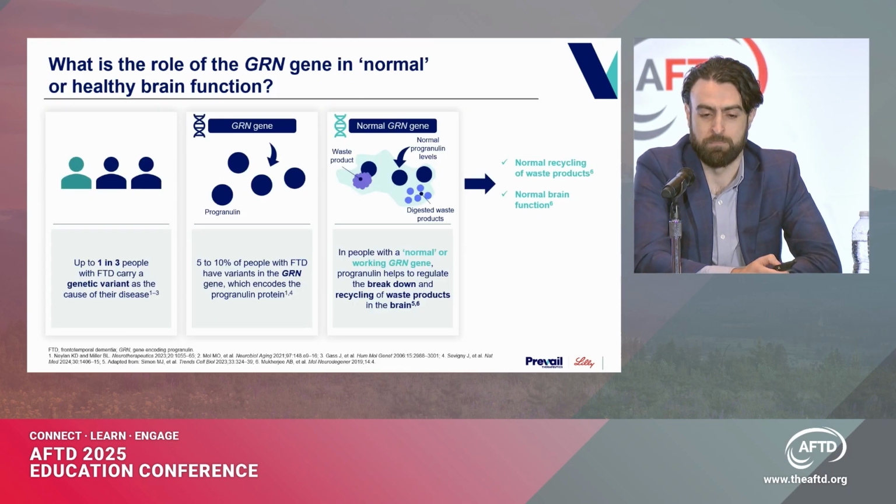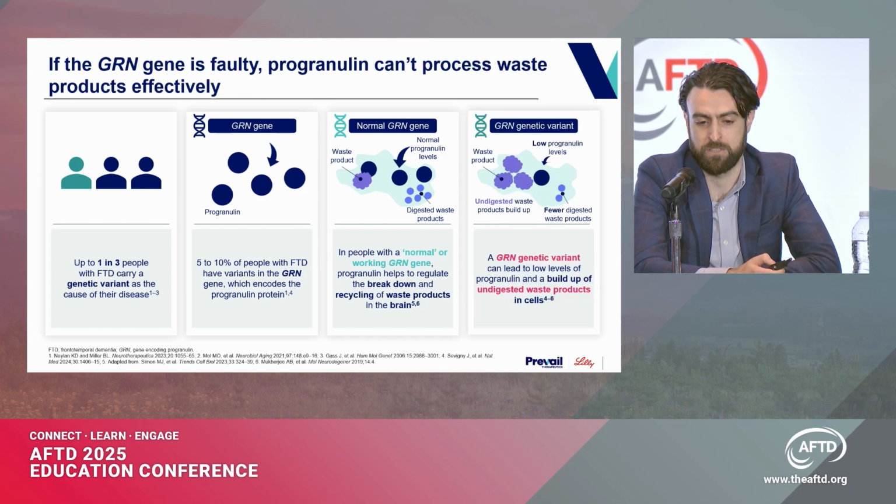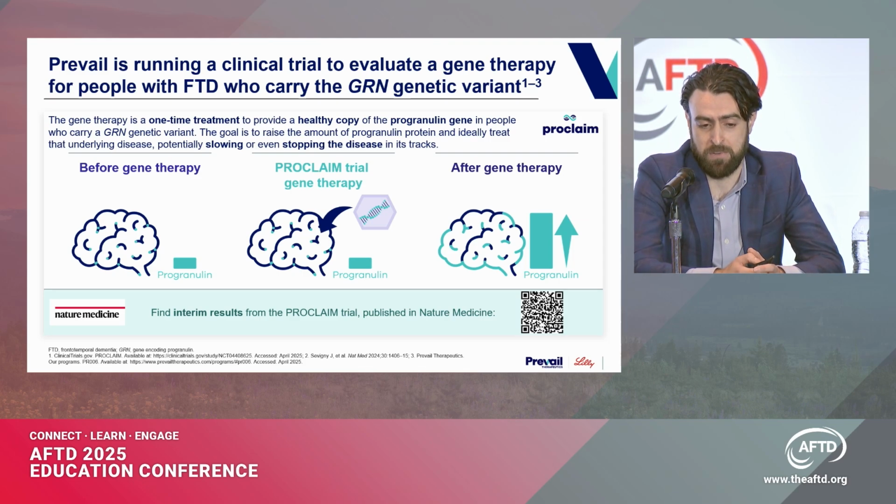Okay. This is the function of the granulin gene. We talked about this. Our therapy, similar to other clinical trials, provides a healthy or functional copy of the granulin gene through a vector delivered through the ICM, or intracisterna magna, similar to Passage Bio. And it's a one-time treatment with follow-up up to 5 years.